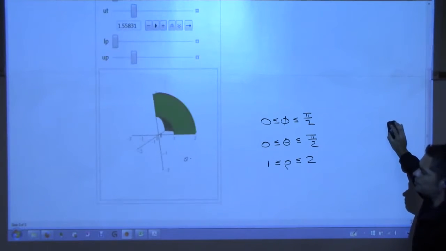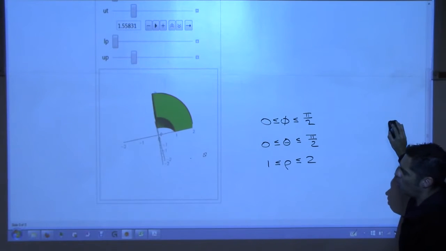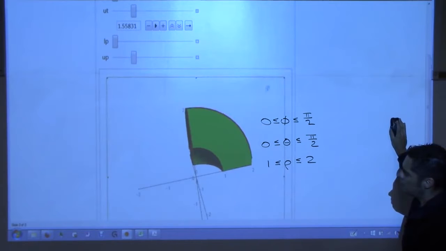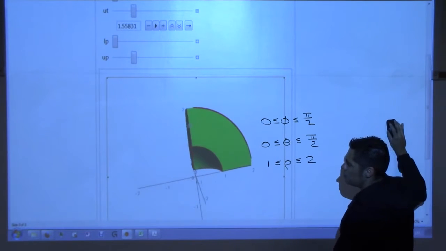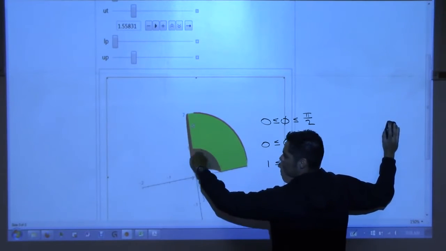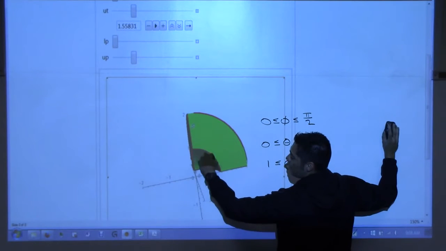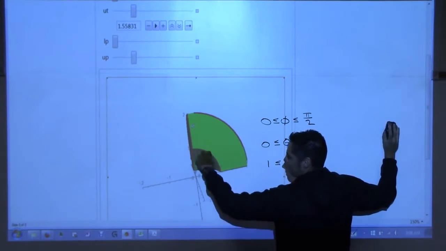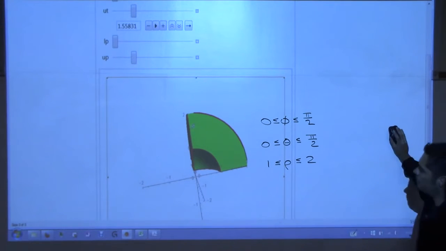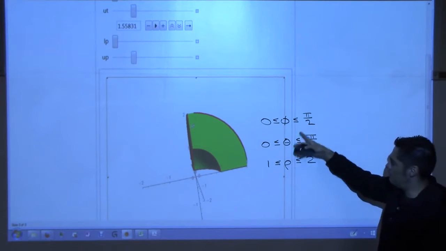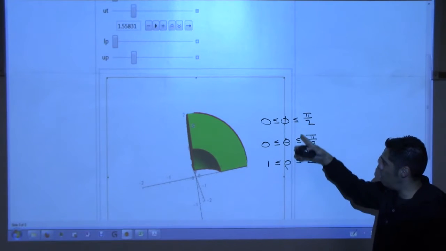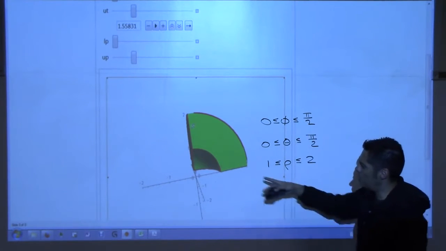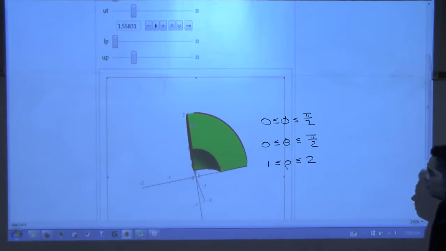So look what happened here. It's like we carved out this region inside, right? So it's like we scooped out a portion of a ball in the first octant that had a radius of 1. So that's what these restrictions on phi, theta, and rho would give us, that spherical region.